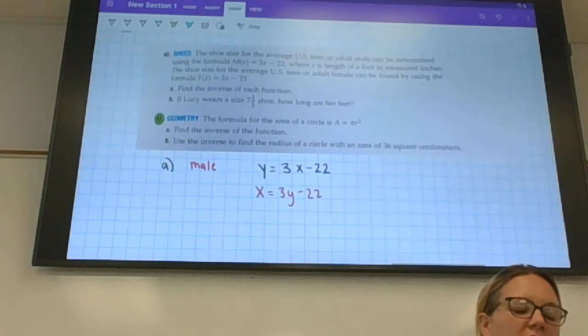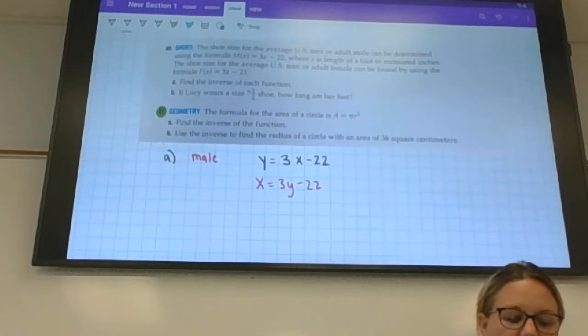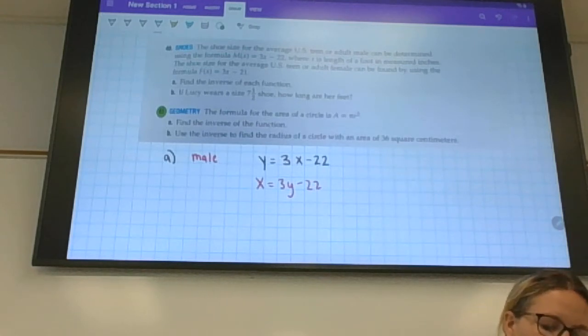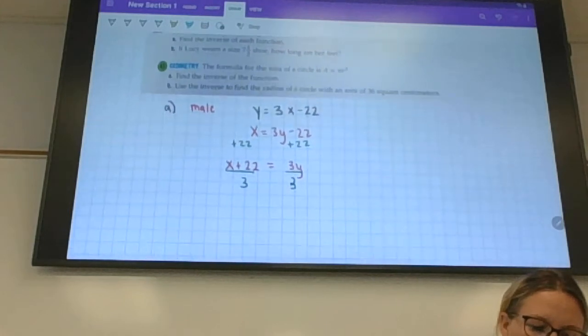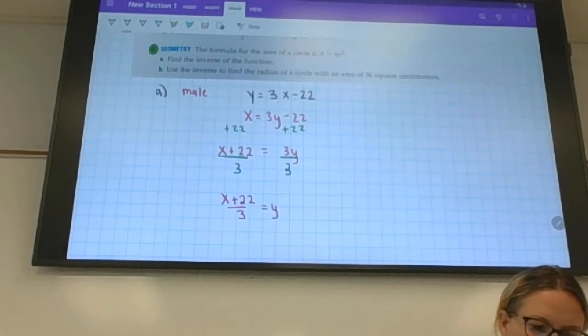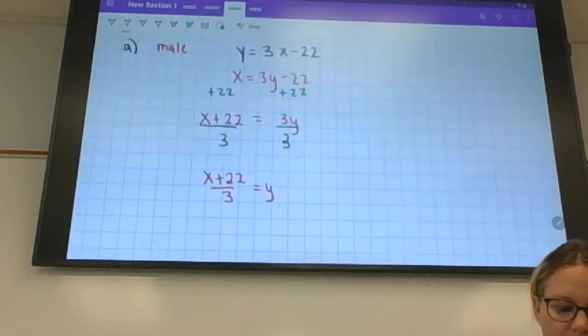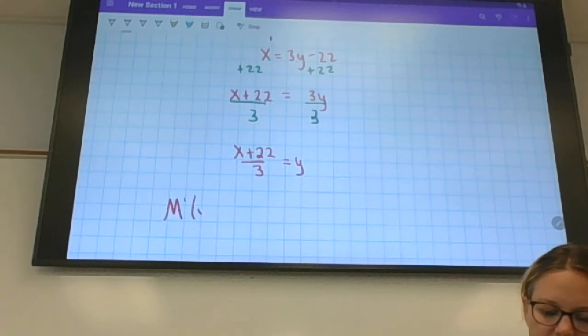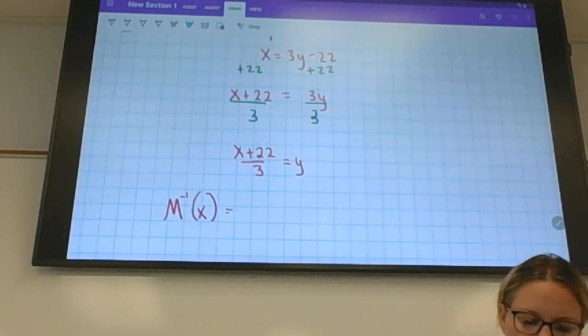All right, next move. After you switch x and y, what do we do? Matthew? Get y alone. That part looks a little bit different in each equation. So I'm gonna get fancy here, and I'm gonna say m with a little -1 to show inverse of x is x plus 22 divided by 3.